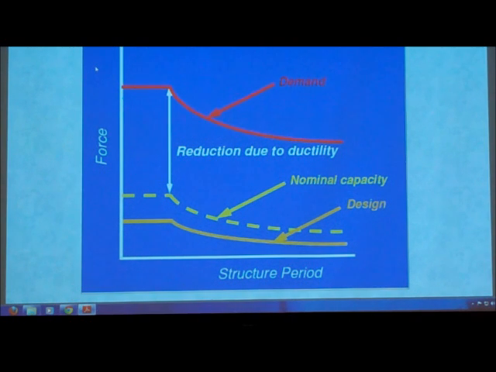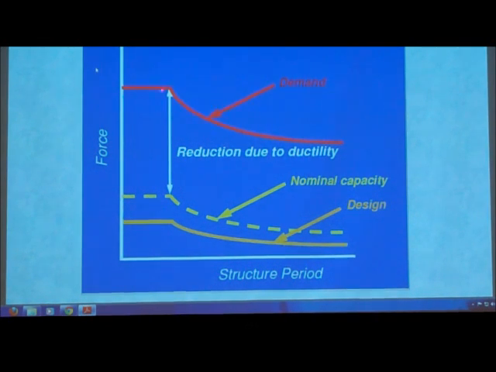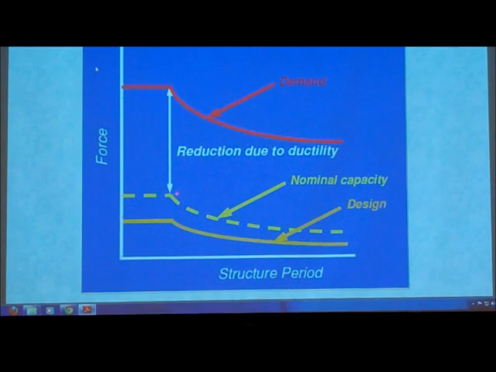This right here is a graph that they use in designing. What you have right here is the capacity of your material, and this right here is the nominal capacity, and the difference between those two is your reduction due to ductility. Ductility is something that you want in the materials that you use. If they were brittle, they would fail instantly. And this one right here is the design that you would design for.